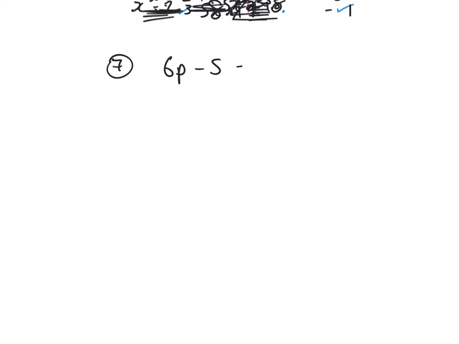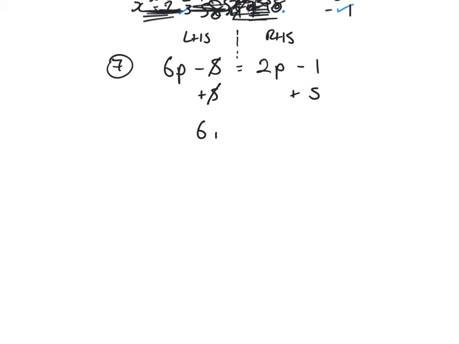6p minus 5 is equal to 2p minus 1. Okay, letter terms to the left, number terms to the right, the equal sign is in the middle. 6p is fine, but minus 5 isn't, so I need to get rid of it from both sides. How do you cancel out minus 5? You add 5. But I need to add 5 to both sides to keep the thing balanced.